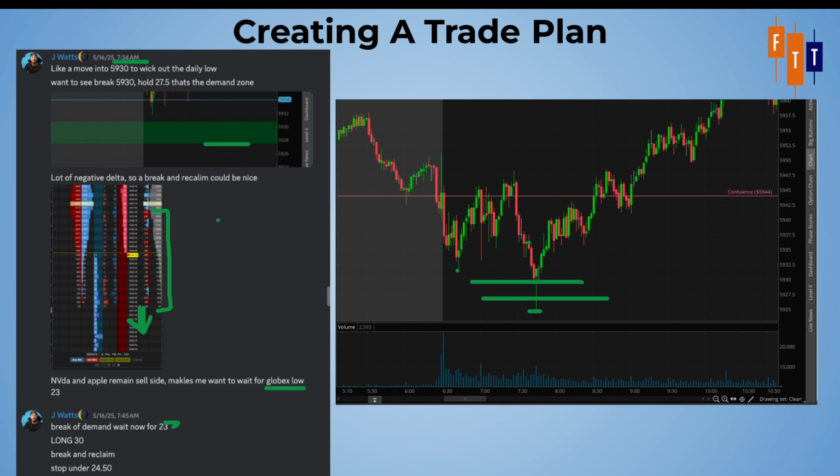It's not going to be perfect every time to the tick. And so I got long at 30 on a break and reclaim with my stop under the low of the day at 24.50. And then I ended up closing this trade at my confluent level, 59.44, right here, about 45 minutes, 50 minutes later. And so that was my if-then statement, right? If 59.30 breaks, but we can hold this demand zone, then I will take it long into this level up here. That's how it played out, using the order flow to help aid my context and my demand zone.